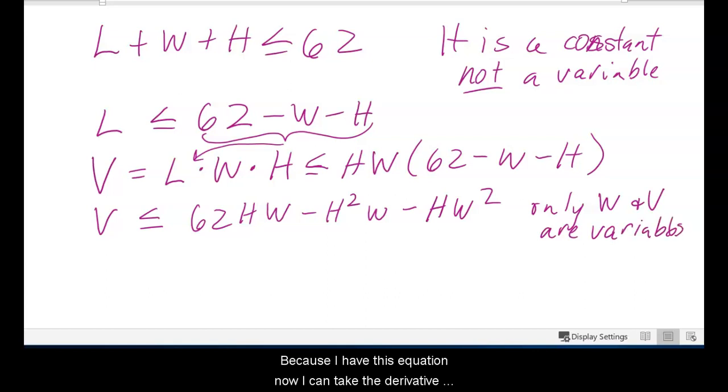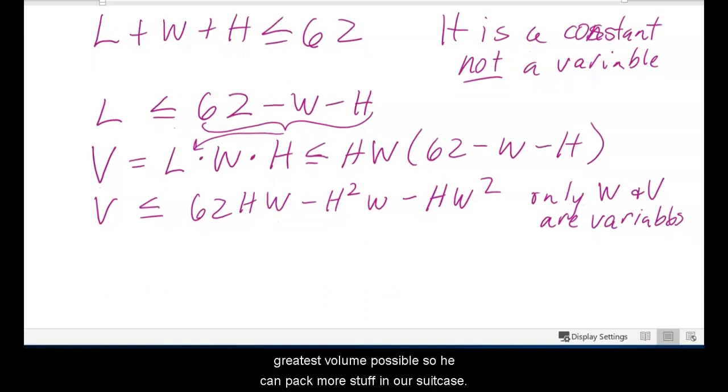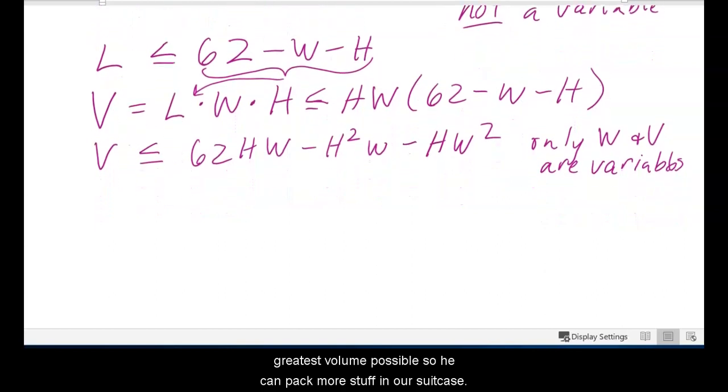Because I have this equation now, I can take the derivative of the volume with respect to W. This will let me find the critical values, and once I have critical values, I can determine whether I have a relative max or a relative minimum. Again, we are trying to optimize volume. We want the greatest volume possible so we can pack more stuff in our suitcase.